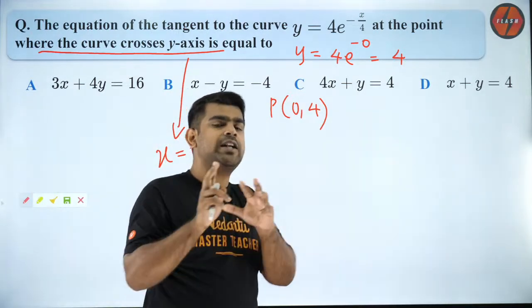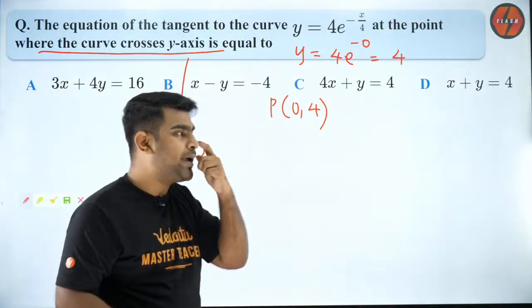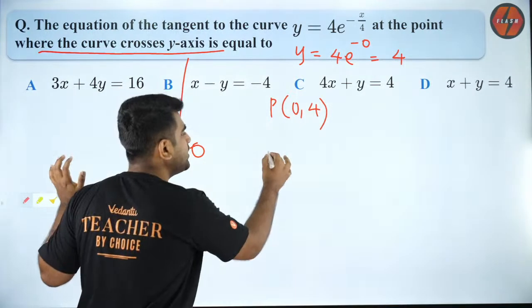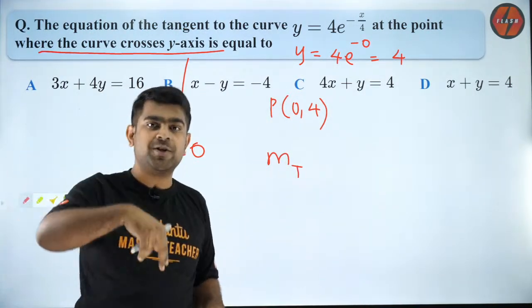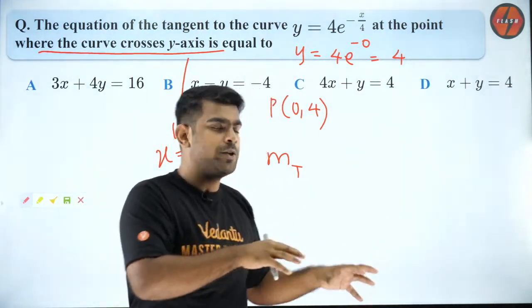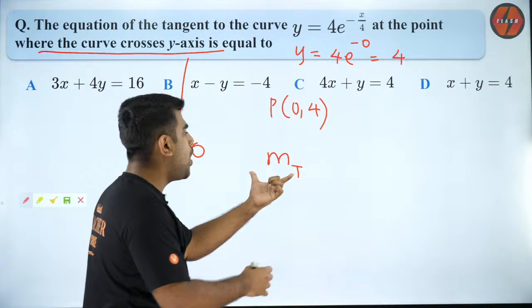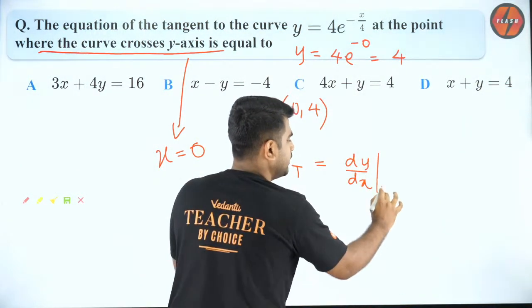So that is why whenever you want to draw a straight line, you need to have two conditions. One condition is this, the next one is slope. So how do I get the slope of tangent? That is where this chapter comes into play, where application of derivatives comes into play. Because it says that the slope of tangent is nothing but dy by dx at that point.